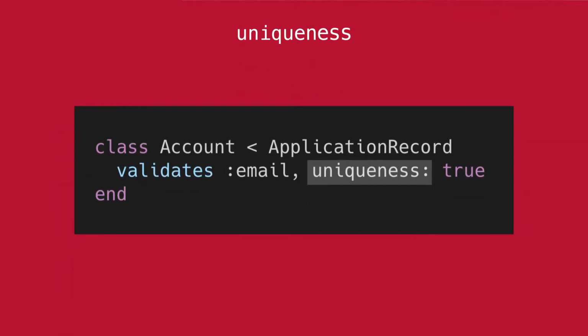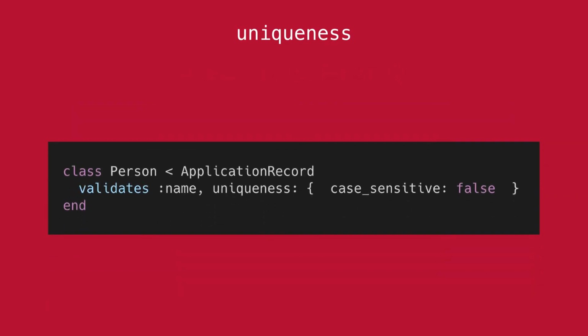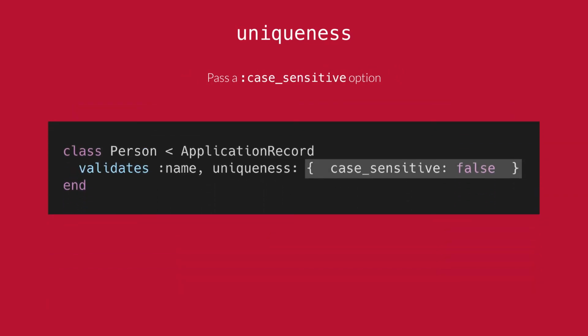The uniqueness helper validates that the attribute's value is unique right before the object gets saved. The uniqueness helper performs a SQL query into the model's table and searches for an existing record with the same value in that attribute. You can pass a case-sensitive option to uniqueness. The default is true.